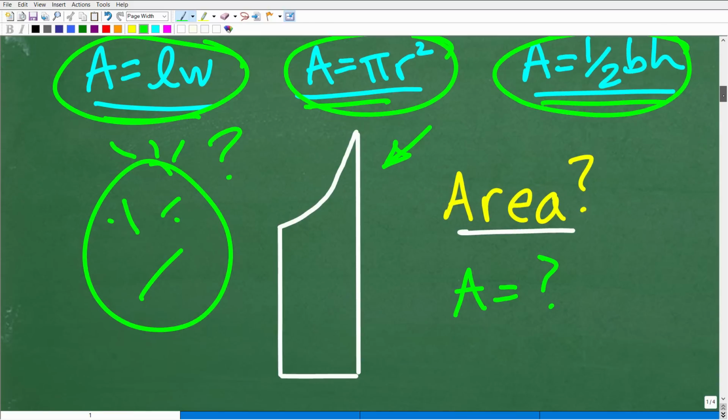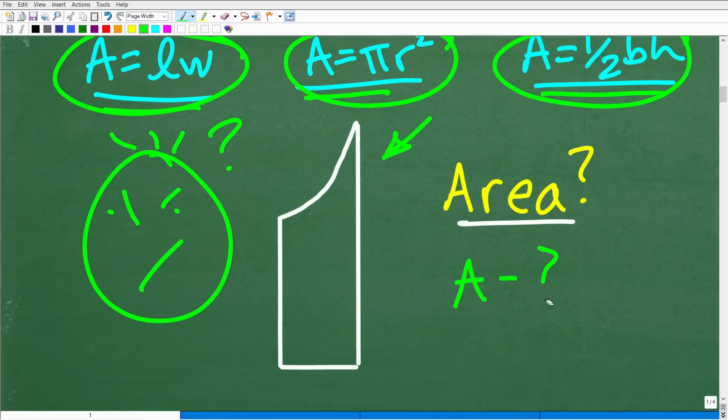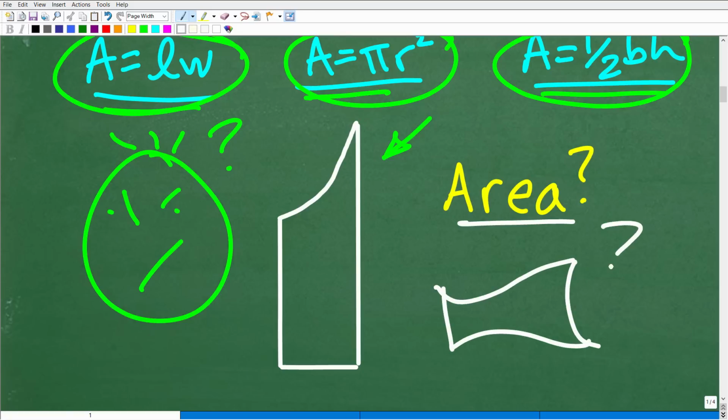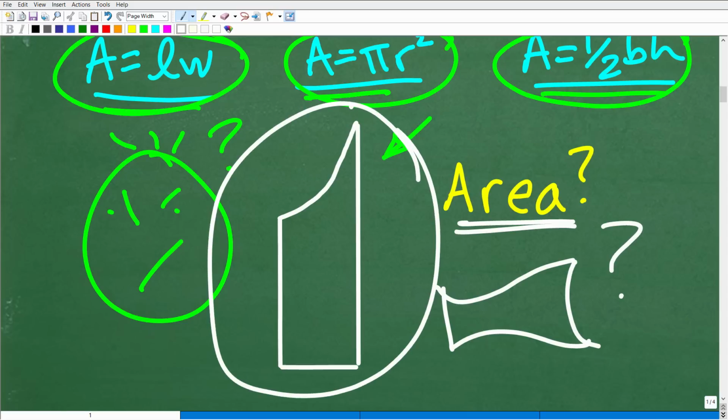But in real life, we deal with all kinds of crazy shapes. Things are like this, or maybe something like this, that we'd want to know the area of. You're like, wow, how do we find the area of that? Well, we're going to need to use calculus. There are two big problems that calculus solves, one of which is area and volume. It goes beyond area, but we're going to just stick with area for the purpose of this video.